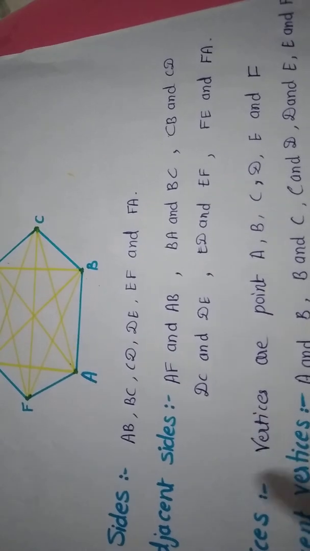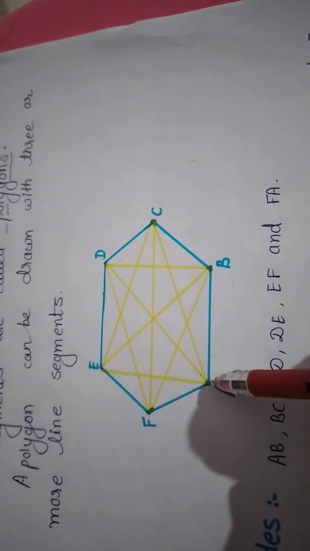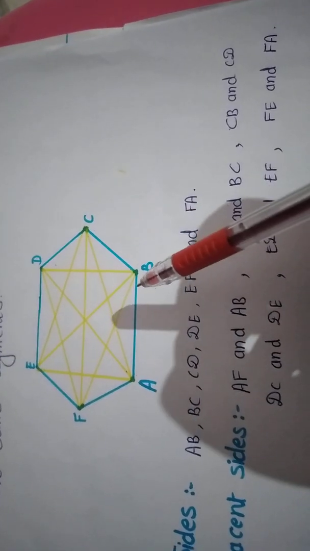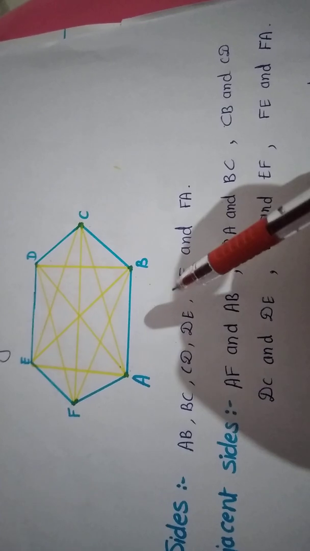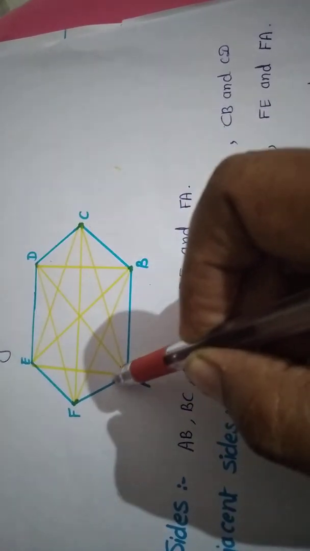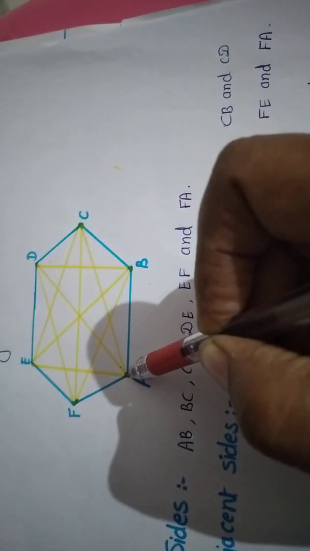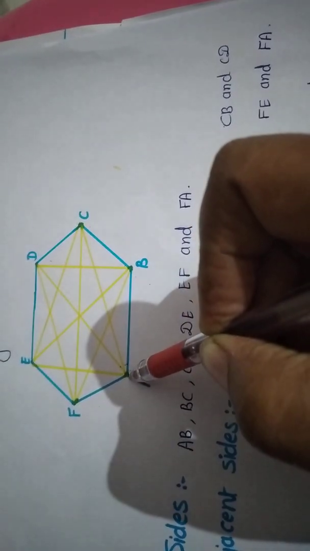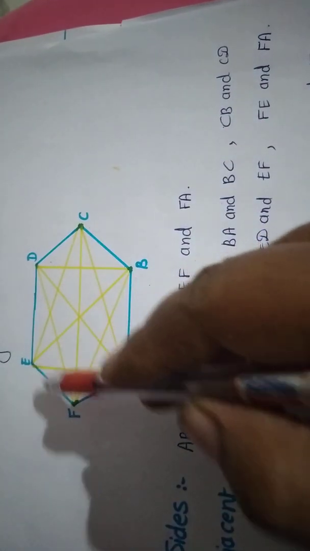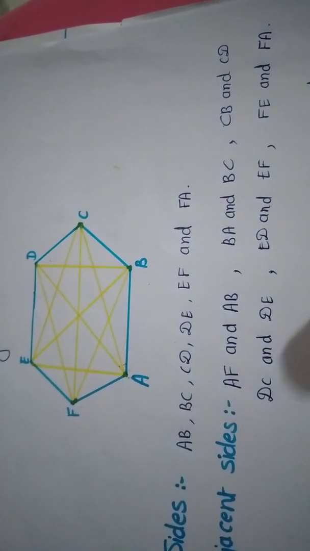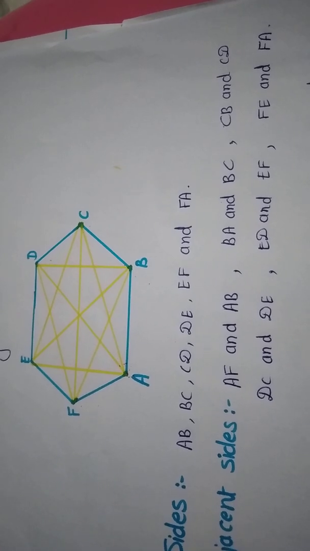Then how many vertices have I shown here? Point A, point B. Why are they called vertices? Vertices is the plural of vertex. So we have seen vertex. What is a vertex? The point at which 2 rays intersect each other and an angle is formed is called a vertex. So vertex A, vertex B, vertex C, D, vertex E and vertex F. These 6 are the vertices of this polygon.